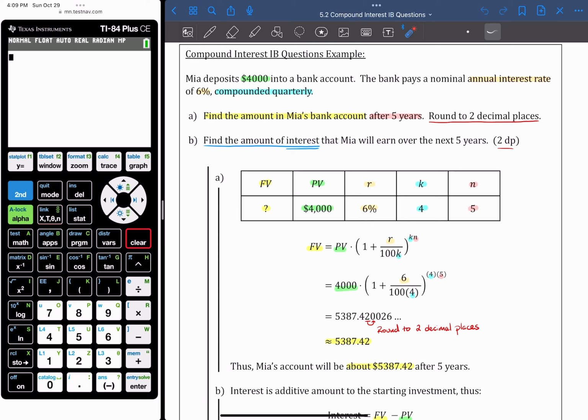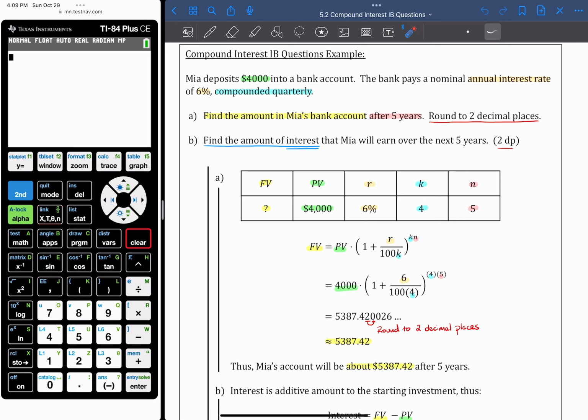So in part A, we need to find the amount in Maya's bank account after 5 years, rounded to 2 decimal places. In part B, we need to find the amount of interest that Maya will earn over the next 5 years. Now, the big thing that we have not talked about, but I do want to emphasize, is interest. We're not looking for the interest rate, so we're not finding R. We're finding the additional amount that was added to her account.